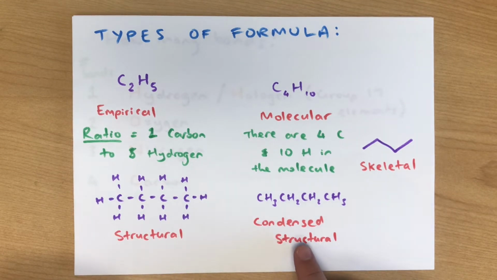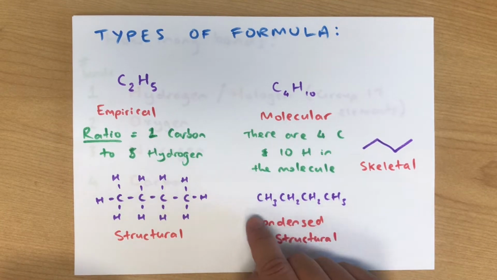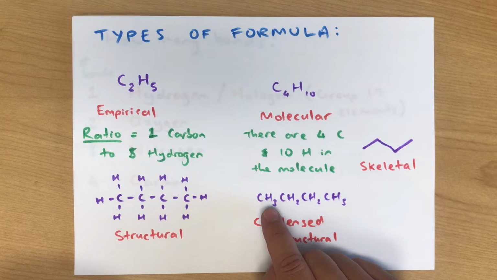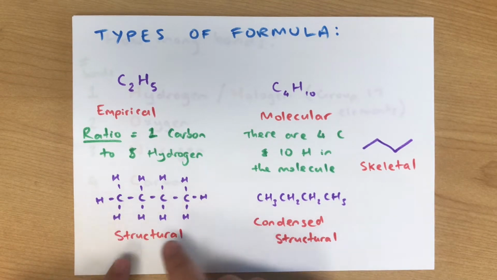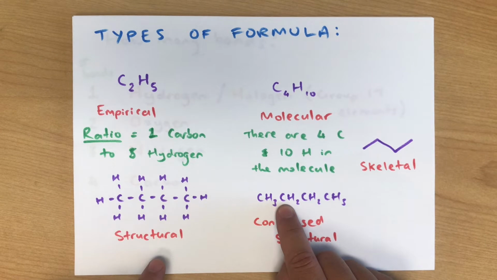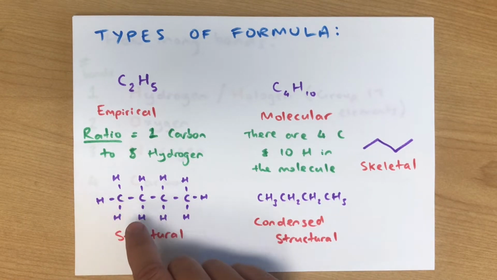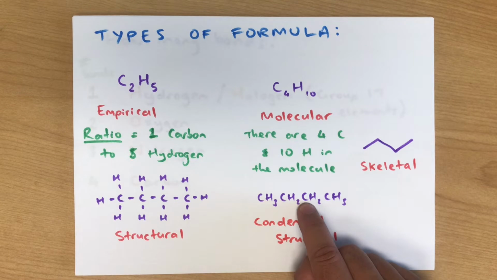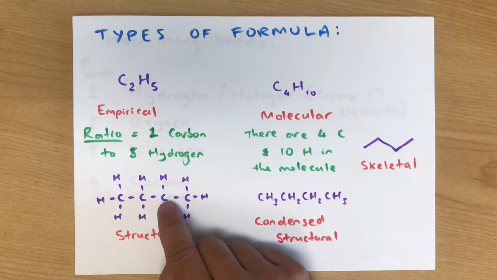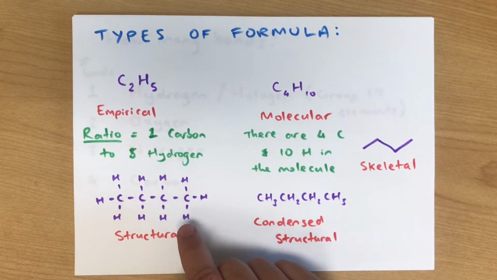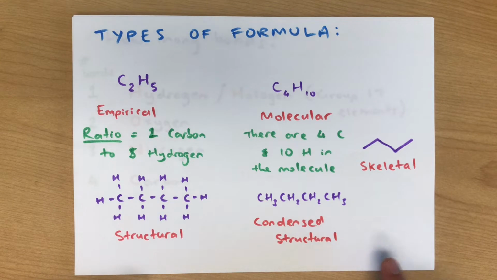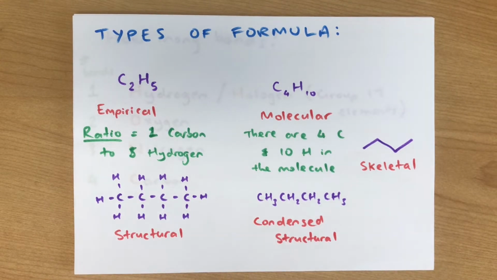The condensed structural formula is the same as the structural formula, but what it does is it takes everything that is connected to a carbon and puts it just beside the carbon. So these two here are the exact same molecule. On the first carbon, there are 3 hydrogens, 1, 2, 3. On the second carbon, there are 2 hydrogens. On the third carbon, there are 2 hydrogens. And on the fourth carbon, there are 3 hydrogens. So it's nice and condensed and a bit easier to communicate.